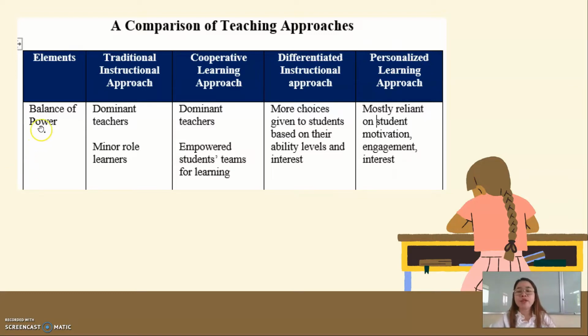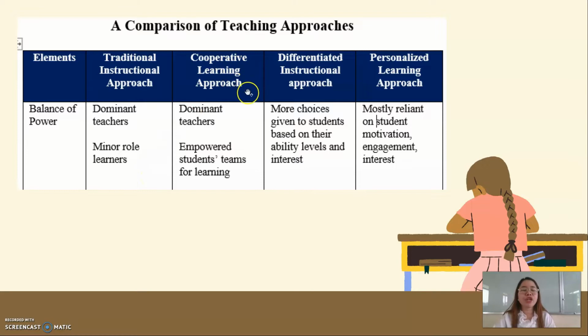So again, when we talk about the balance of power, in the traditional instructional approach, the teachers there are very dominant. They just tell the students what they have to do. Of course, the learners will only have a minor role. They are very passive in their classrooms. So in the traditional instructional approach, the teachers are very dominant and the minor roles are given to the learners.